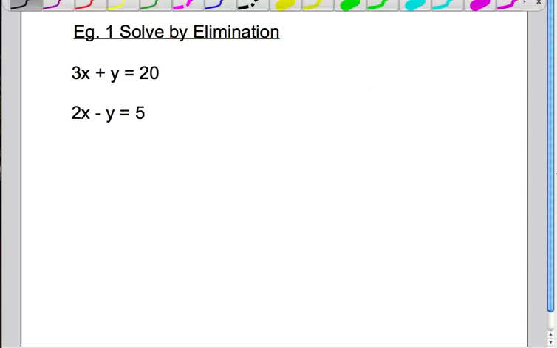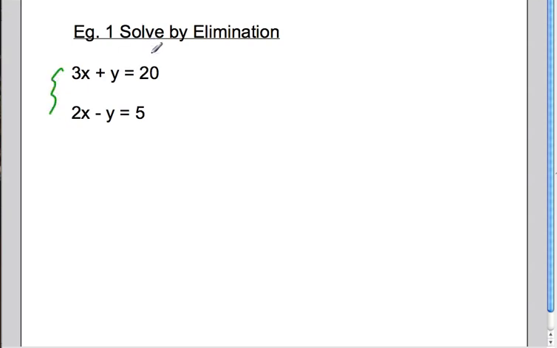Okay, so let's take a look at our first system of equations. We've got these two equations, and we want to find the solution. Well, one way to do it by elimination is we're either going to add or subtract both equations together to get one of the variables to eliminate.